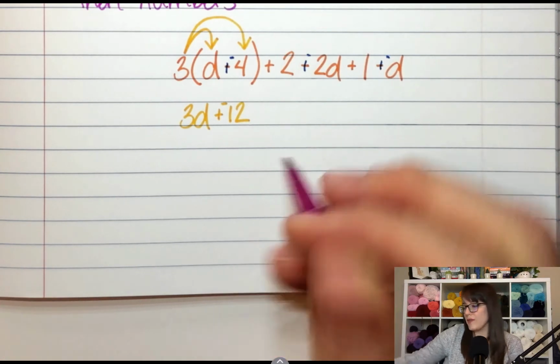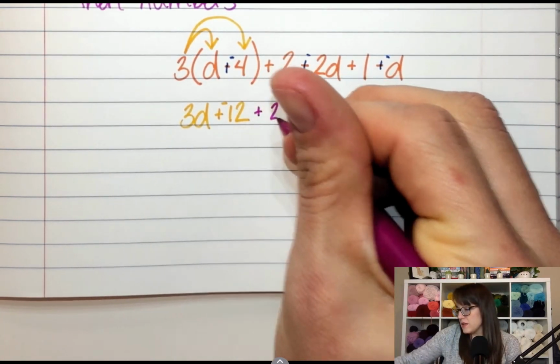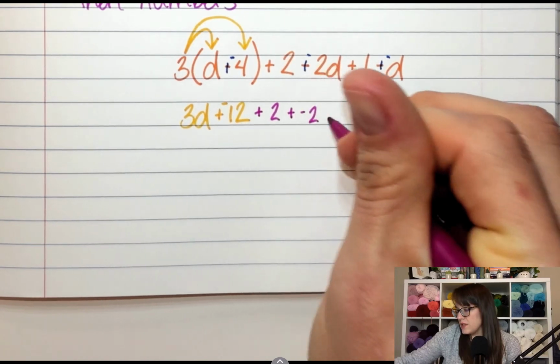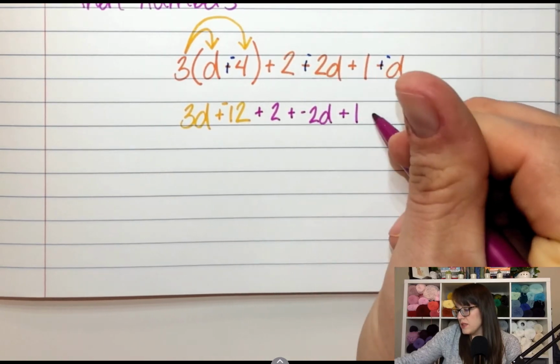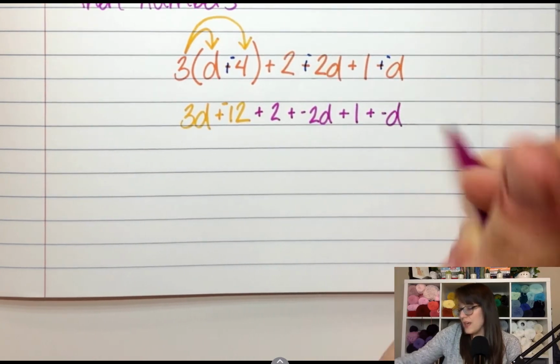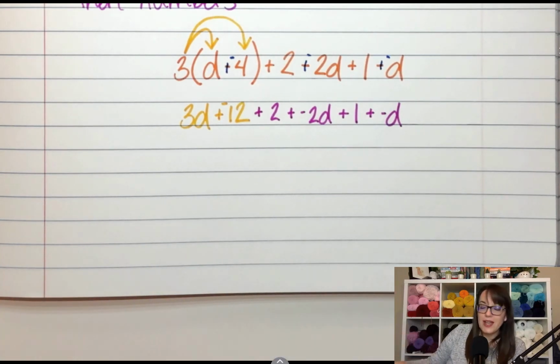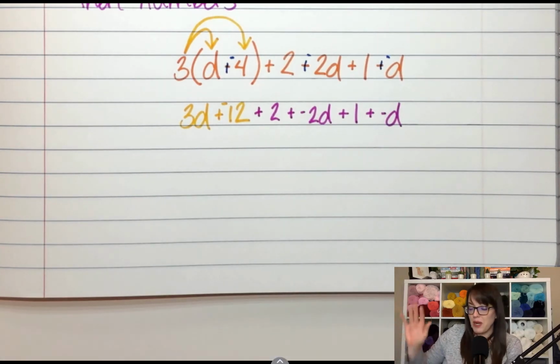And what do I need to do after each step? I want to rewrite everything. So plus 2 plus negative 2d plus 1 plus negative d. I know that you're going to get bored with that and you're going to think it's redundant, but I promise, when they get real messy, it's really easy to lose something. So make sure you're rewriting everything. All right, what's next?